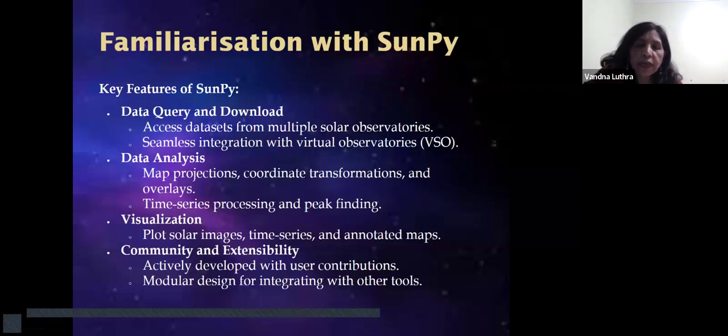In this particular case, community and extensibility also play a very important role, because it is an open project, and the user contributions are always updated with the passage of time, with a modular design for integrating with other tools. In recent times there are efforts to utilize a few of the Astropy functions with SunPy, and those things are ongoing, enhancing the versatility and the applicability of a particular application.